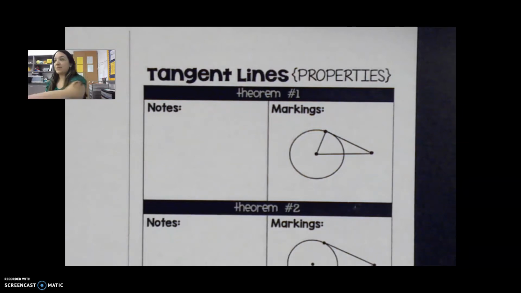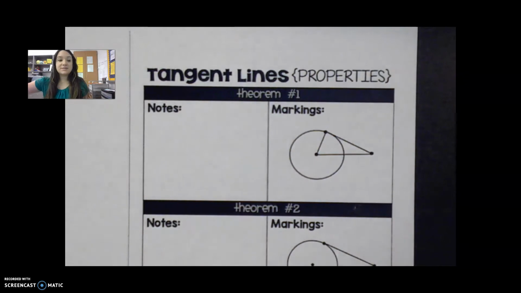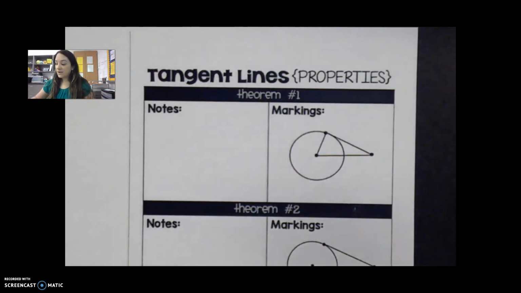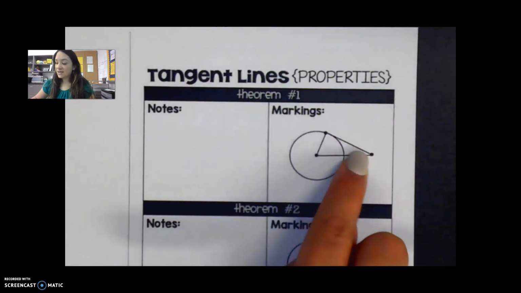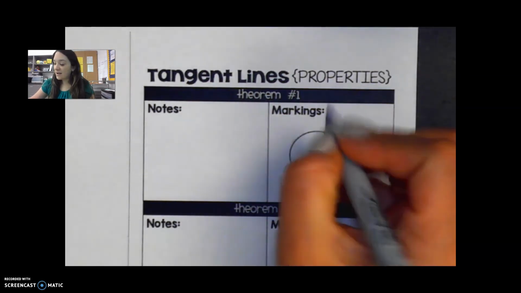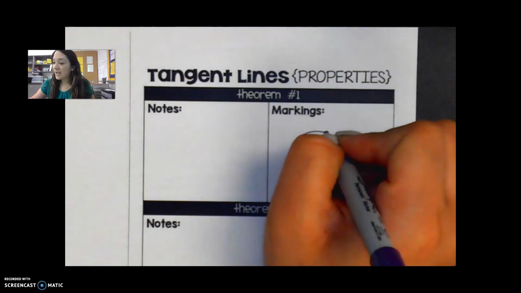So today we are talking about tangent lines and their properties. Feel free to pause this video anytime you need to. So today we're talking about these tangent lines. Now these tangent lines are lines that intersect the circle at one point.